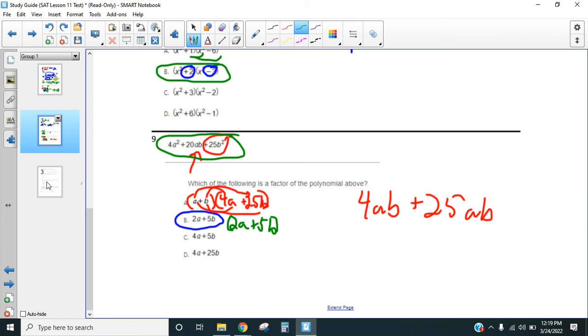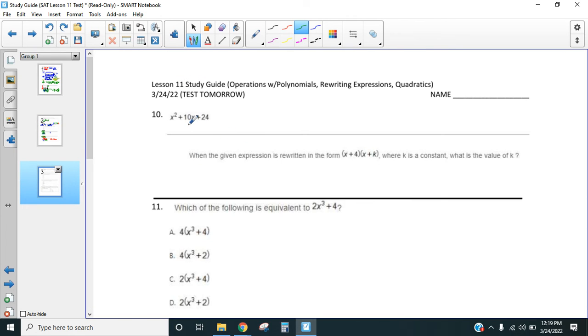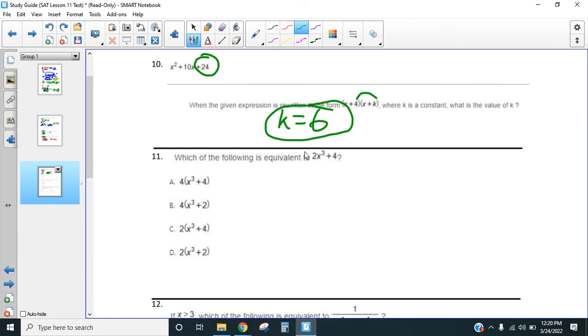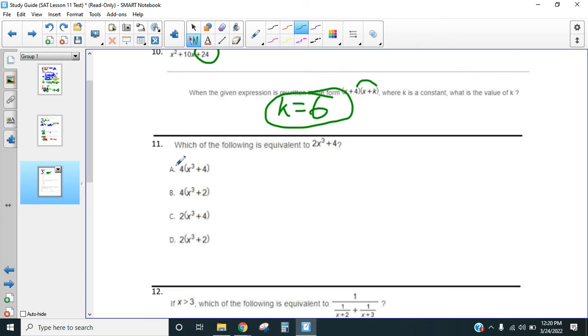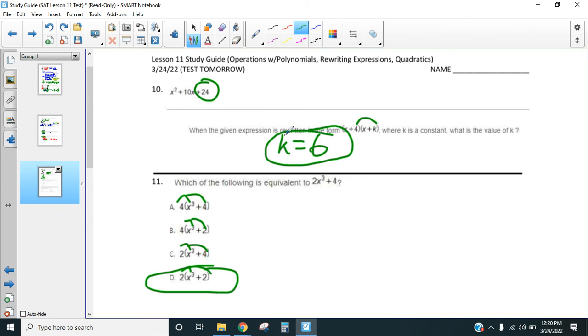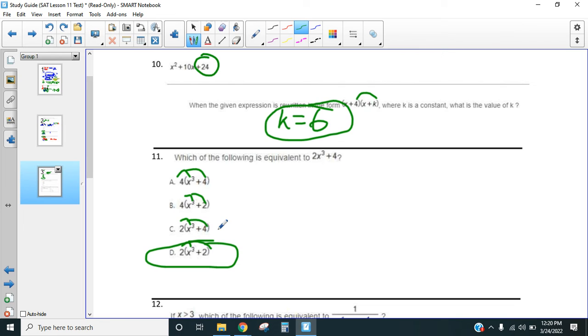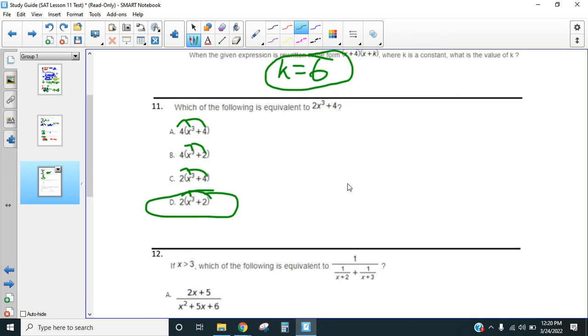Questions? Here's the last page. Number 10, super simple. This times K is going to give you 24. What's K? 6. That should be 100%, everybody. Number 11, same thing. Distribute. Only one of these matches the expression up above. D, right there. All day long. So 10's 6, 11 is D. Just distribute, right? Number 12 is a tough one.